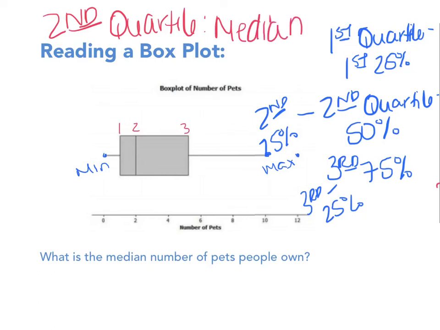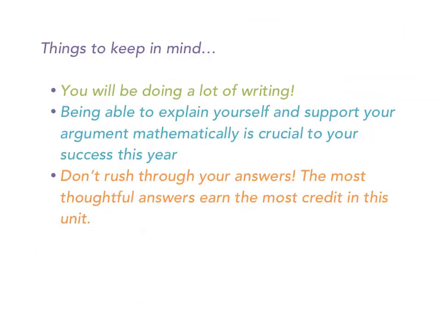So what is the median number of pets that people own? If we look right here at our median line, we can see on the number line that it's 2 pets. And don't worry if you're having difficulty reading this box plot. We're going to work on it a lot in this unit. I'm just giving you an introduction to it now.